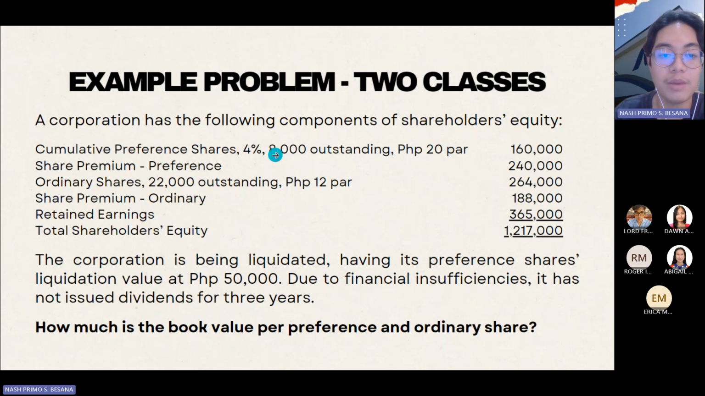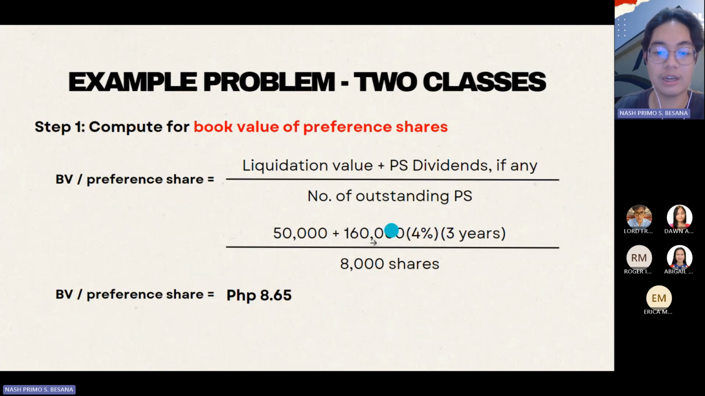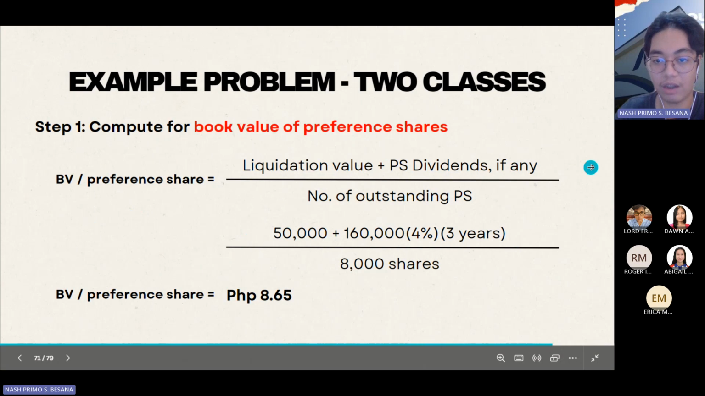So 8,000. Be careful lang din kasi there might be times na ma-confuse. Tapos ito yung nagamit. Kapag book value per preference, preference na gagamitin. So 50,000 plus 160 times 4% times 3 divided by 8,000. That would give us book value per preference share na 8.65.